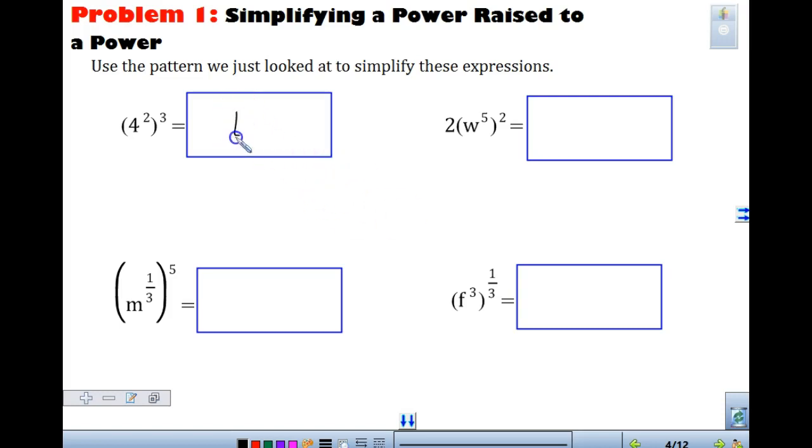We should have 4 to the 6. Going to cross over here. Am I going to have 2 to the 2nd? No, just 2. And w to the 10. Here we're going to multiply the fractions. Comes out to be m to the 5/3. Next one, if we are multiplying, f to the 3 times 1/3 gives us f to the, if you wanted to put 3/3, but that is just simply going to be f to the 1st. You could leave it as f to the 1st, I'll always take that, or I would just take f if you are looking at that.